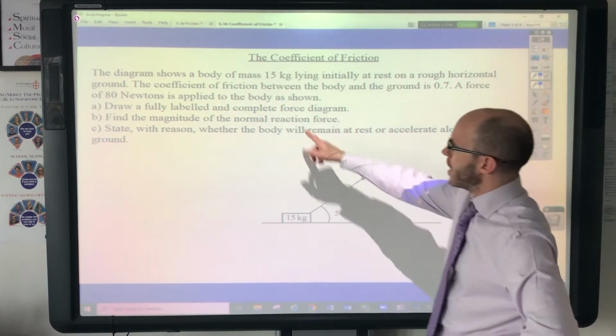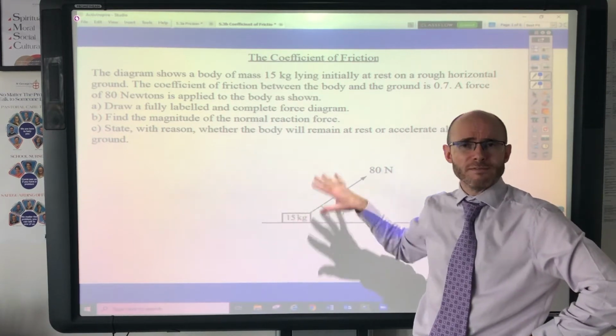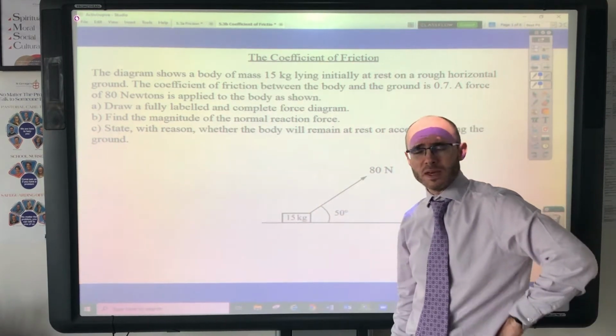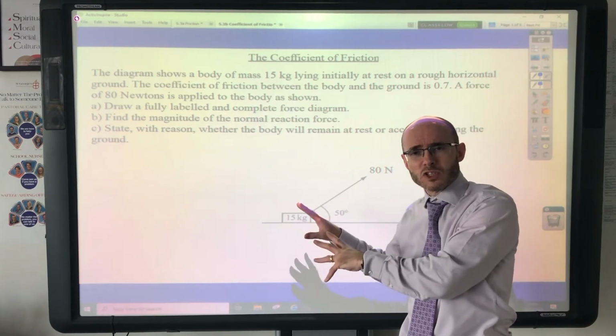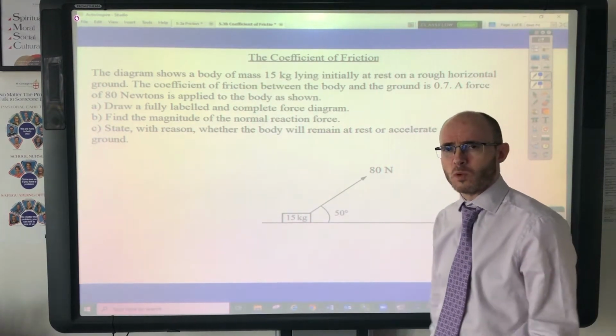Now you might wonder why this question is there when a diagram has been drawn for you. The reason is it's not a fully complete labelled force diagram. It's just a diagram showing you a gist, a good idea of what's going on. You've just got to put on all the other forces and things going on.